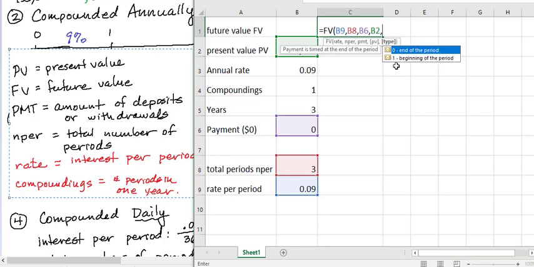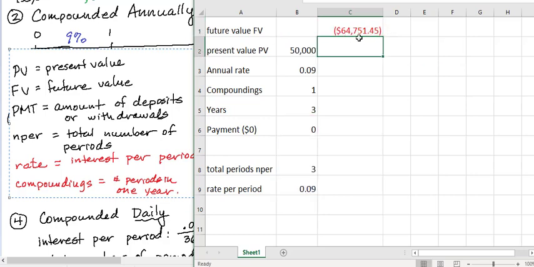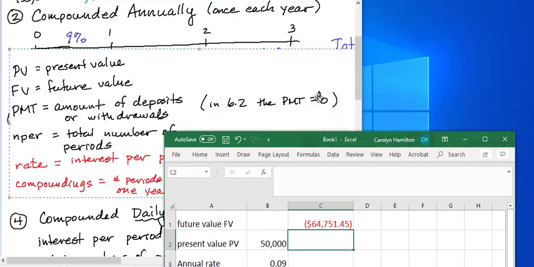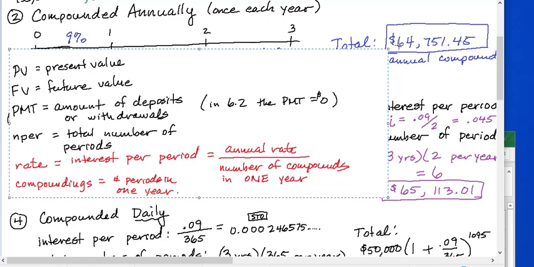And then type is either at the end of the period or at the beginning of the period. I will leave the discussion of the difference of this to your Finance 3100 teacher. For our purposes in this course, all we ever do is end of the period. That's what Excel will default to. If you want to select it, you can type a 0 to select this option. And now when you hit enter, it says $64,751.45, which is what I got when I did the analysis before.